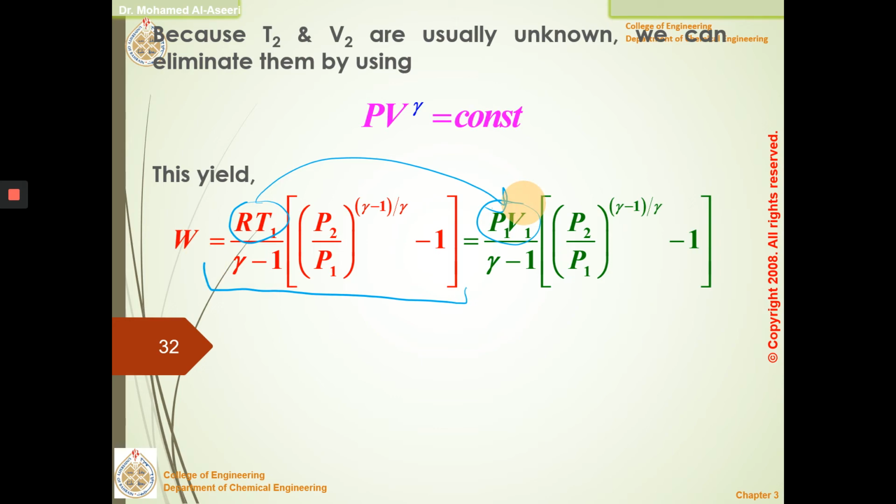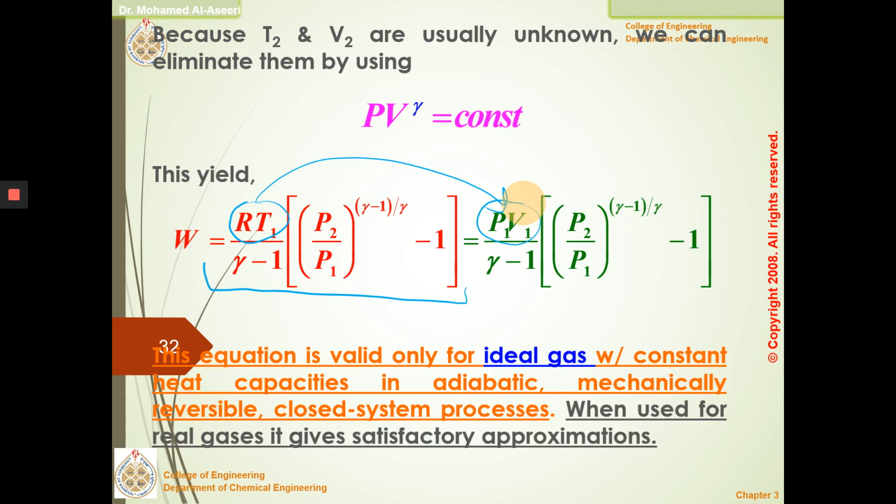With this equation for W, you just have to know, I will repeat, that the equation is used for ideal gas, constant heat capacity, adiabatic process, mechanically reversible closed system. Right? If you use it for real gas, then you would get a satisfactory approximation as we mentioned. Okay, any question? Yes, can we use this for the irreversible?